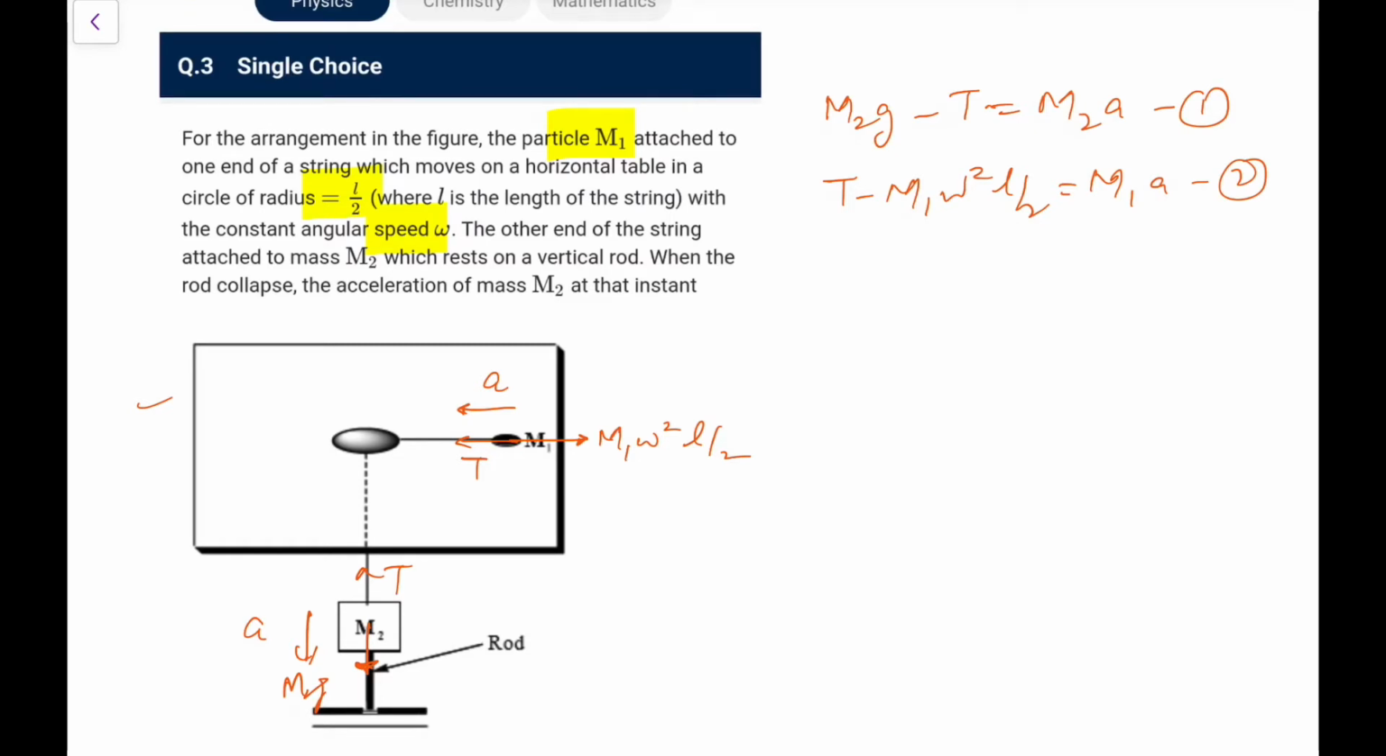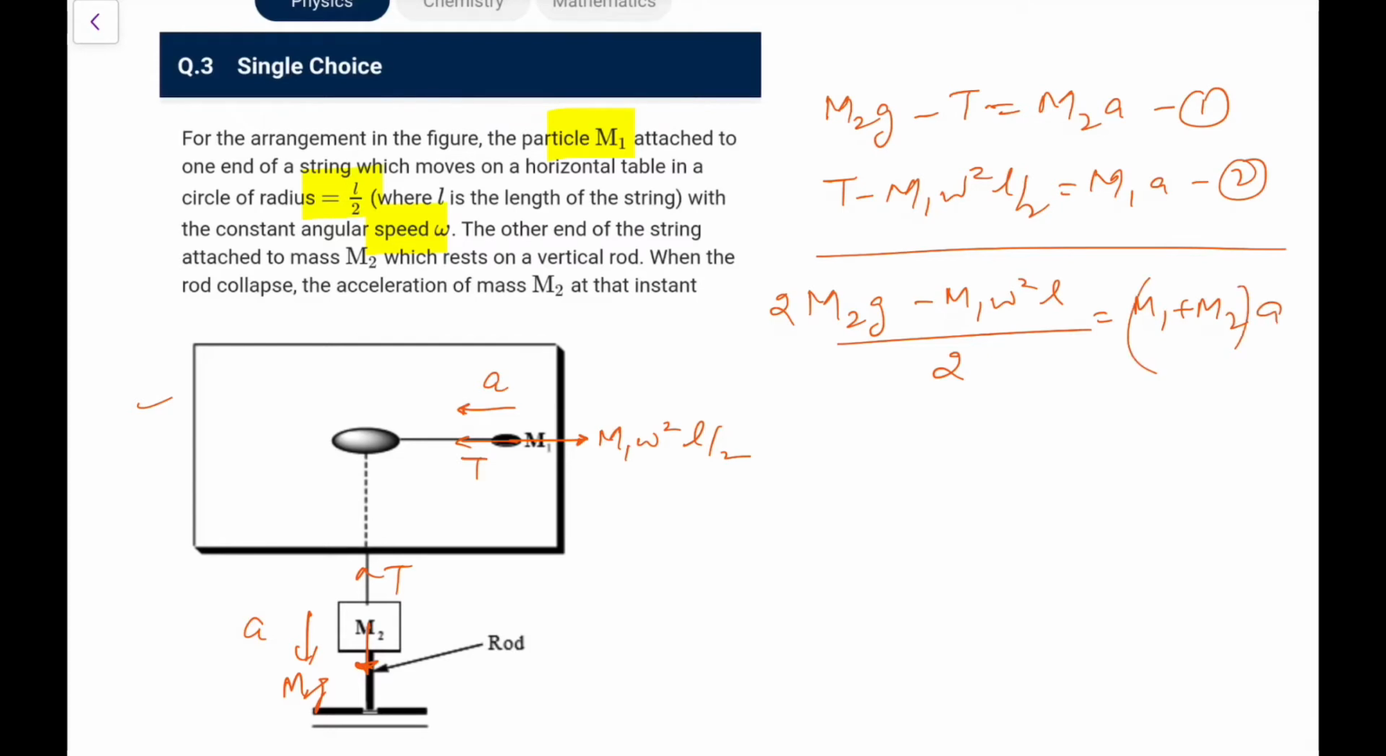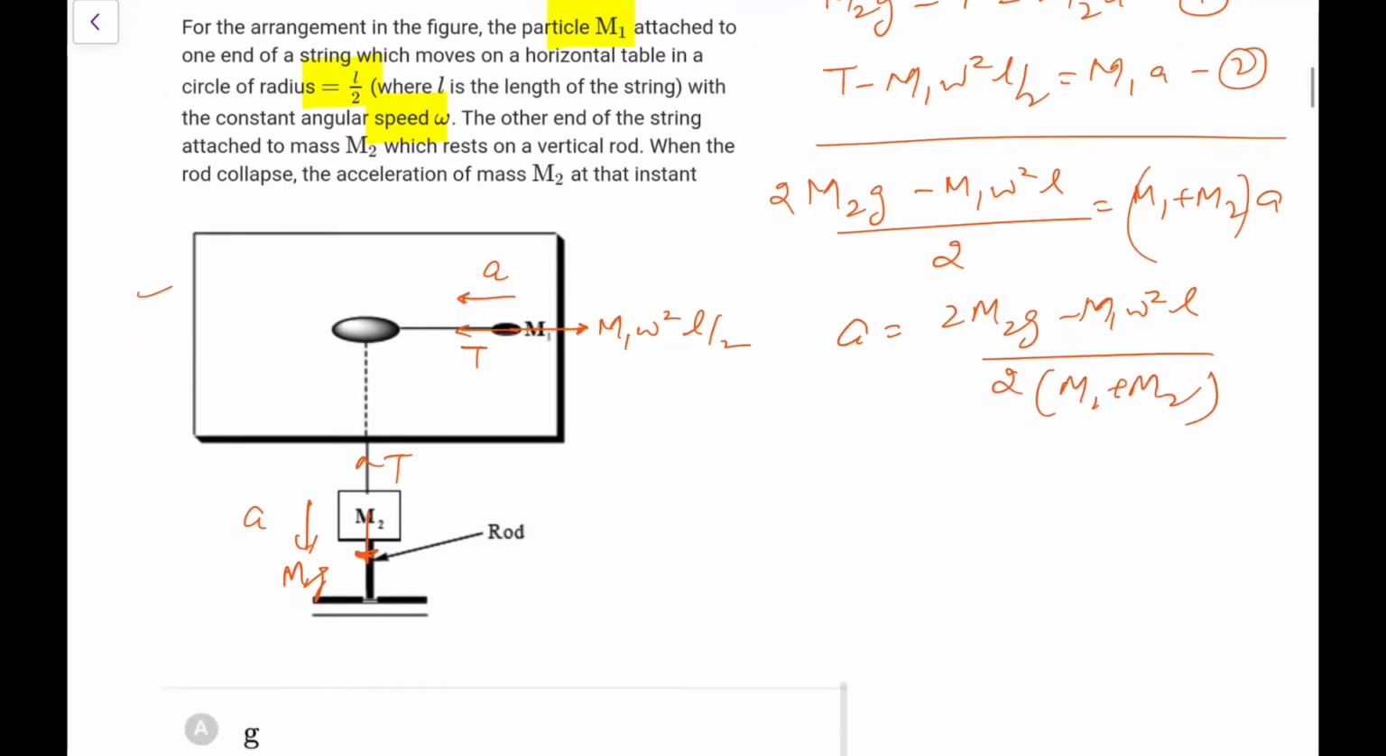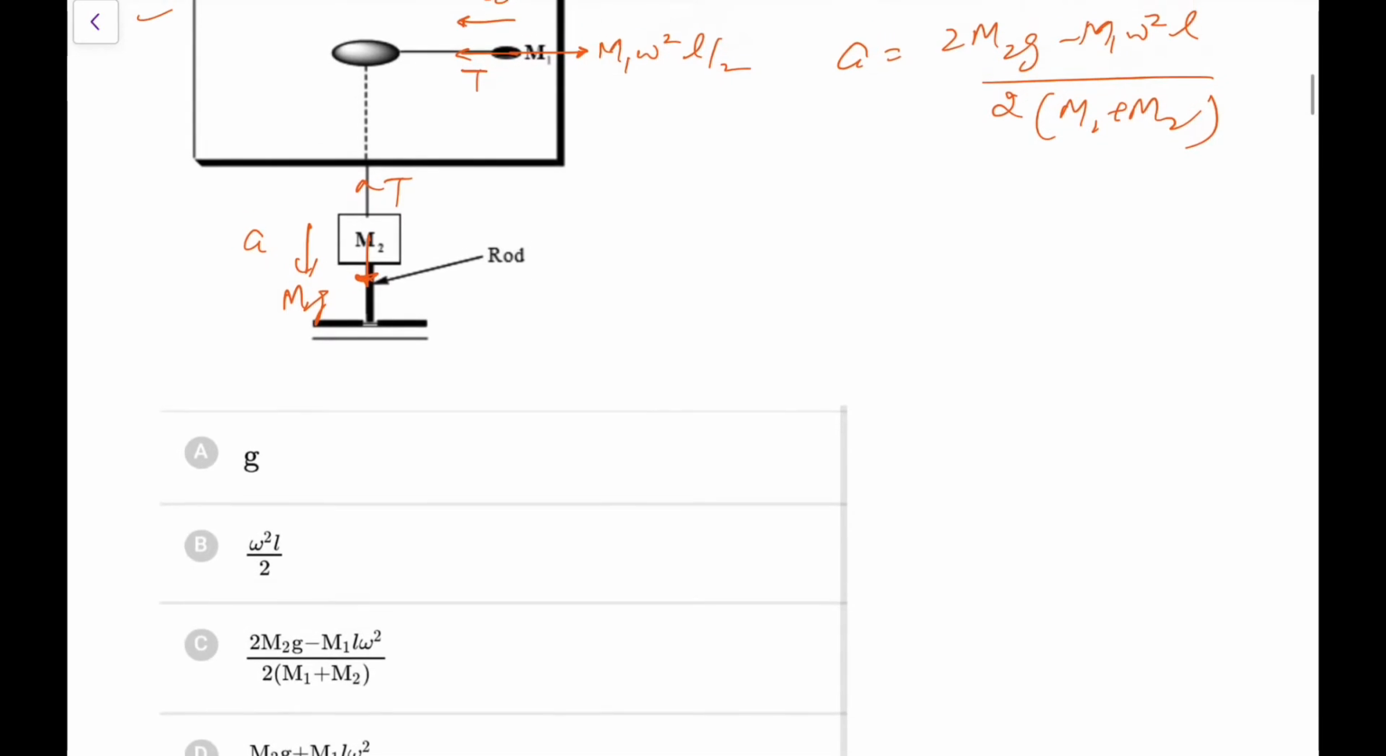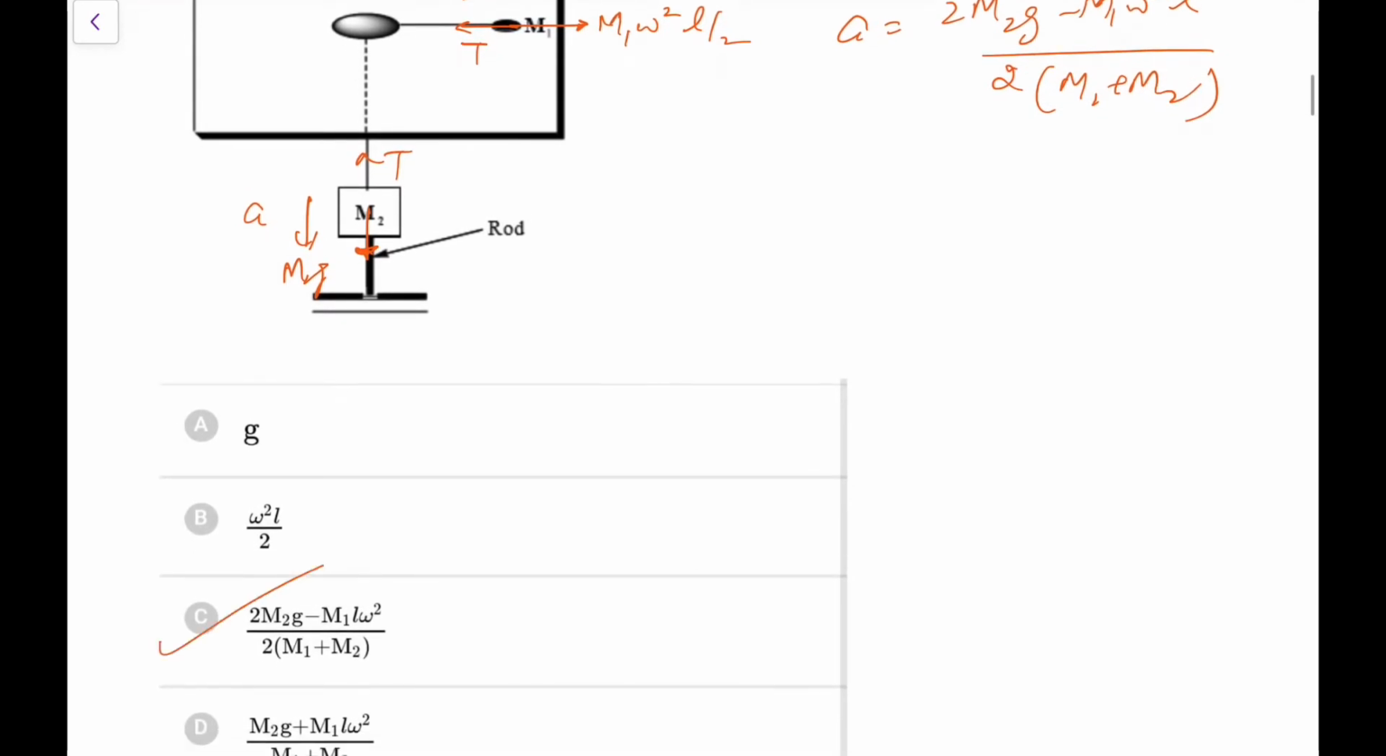If I add the equations, it would be m2g minus m1 omega square l upon 2 equals m1 plus m2 times a. So the value of a is m2g minus m1 omega square l upon 2, divided by m1 plus m2. Now searching for the options, I think this one is C. So we'll go for option C here.